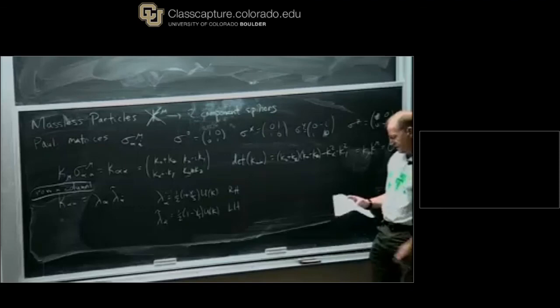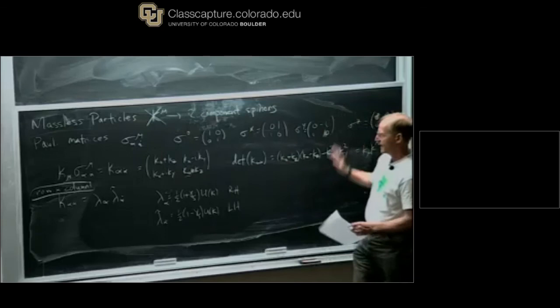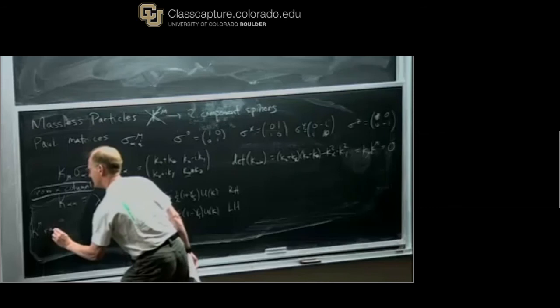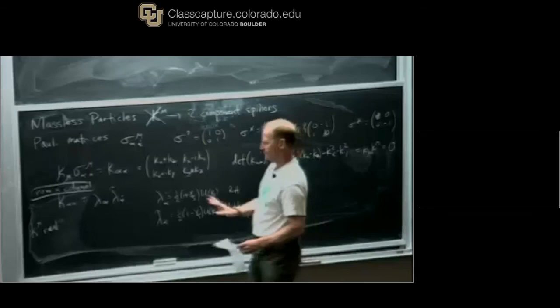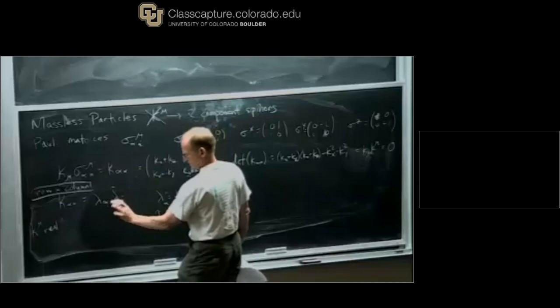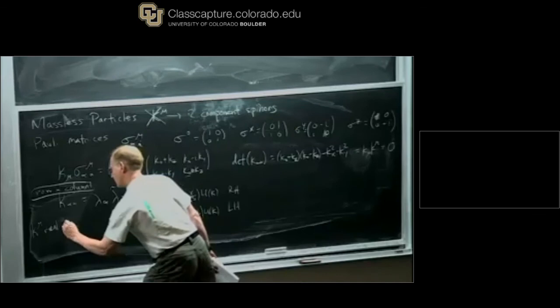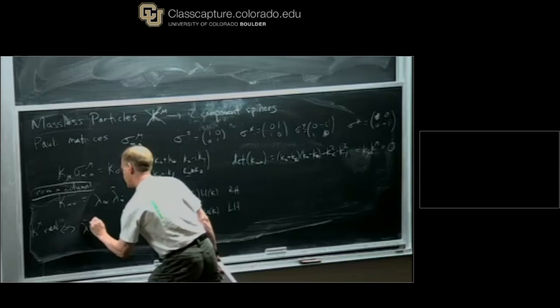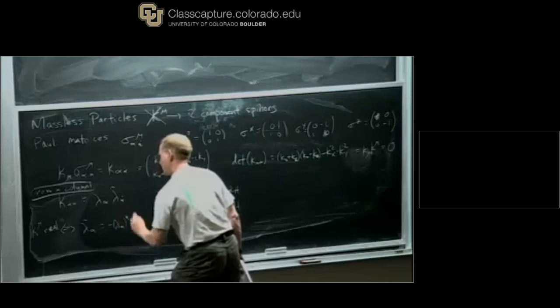And also, if k is real, if the vector k mu is real, then because the Pauli matrices are Hermitian, this thing will be Hermitian. But that means that the transpose, which exchanges row and column, conjugates things. So k mu being real is equivalent to lambda alpha dot obeying a conjugation, plus or minus some convention.